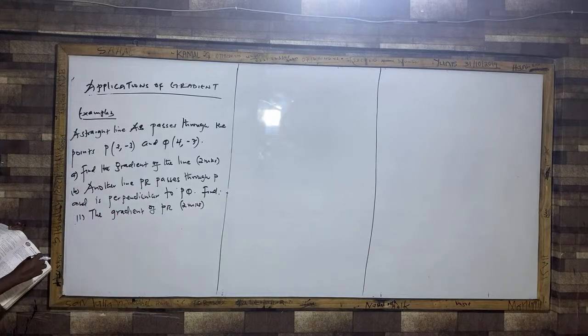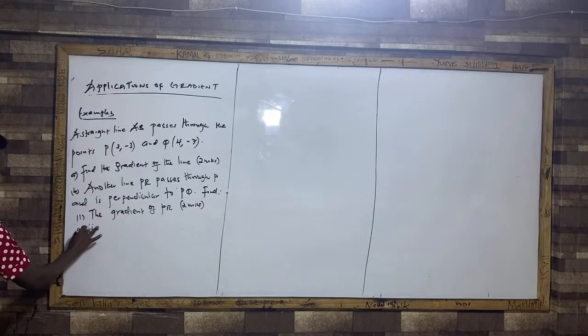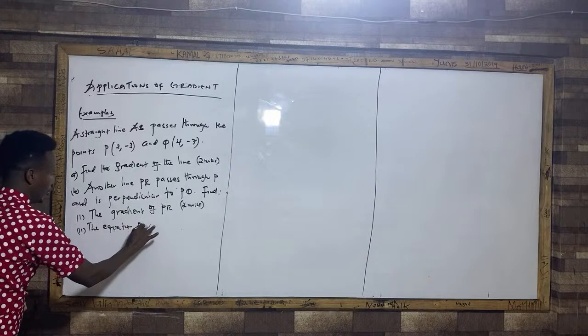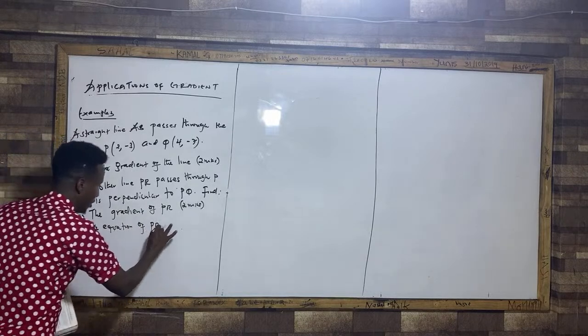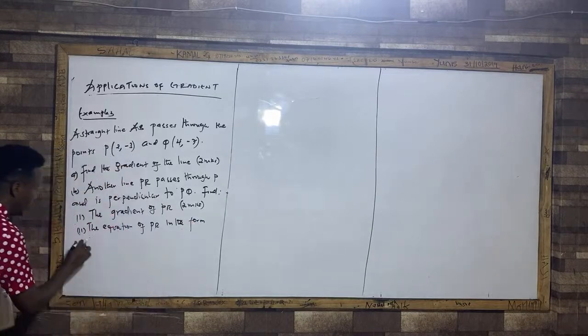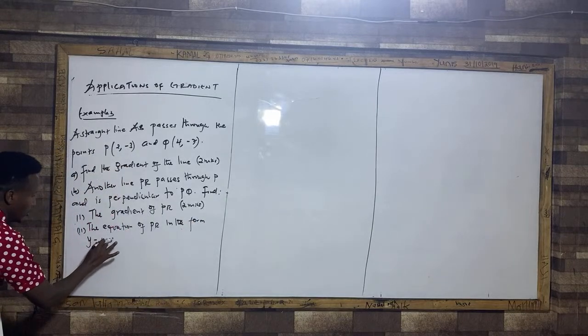Then you are told to find the equation of BR from 2. The equation of BR in the form y is equal to mx plus c.